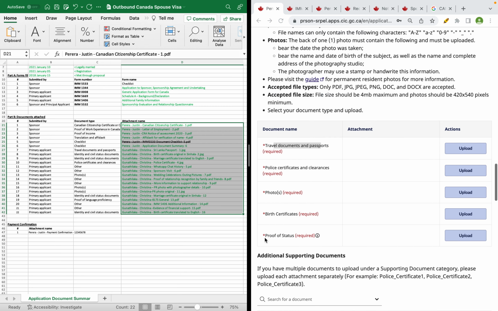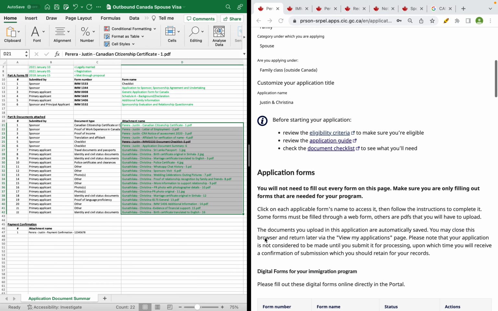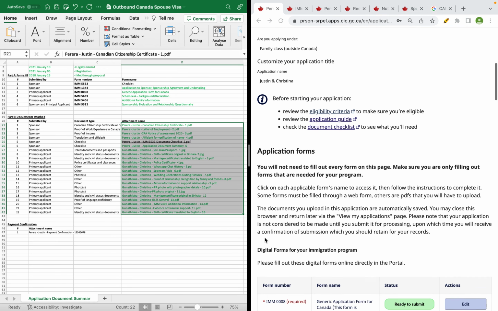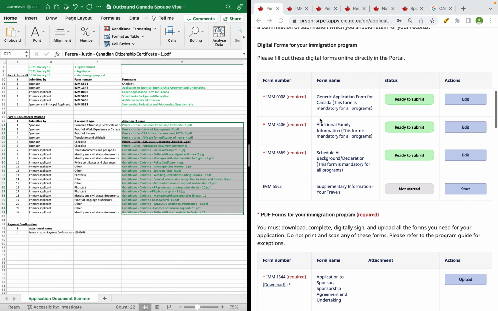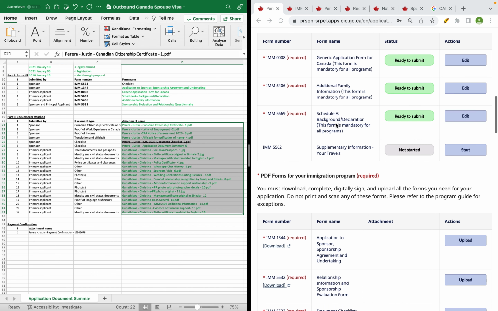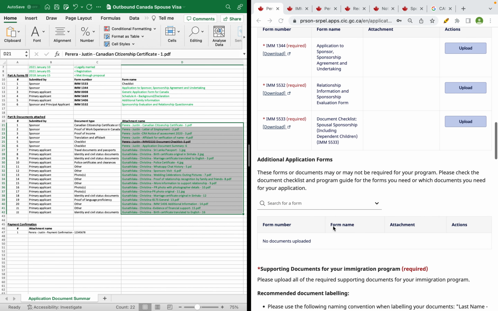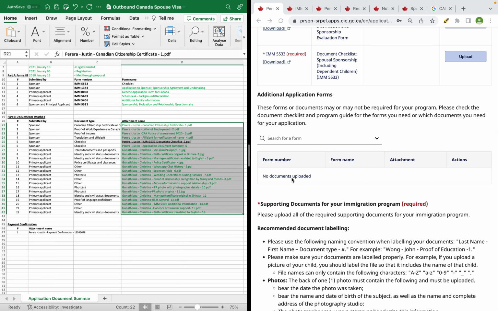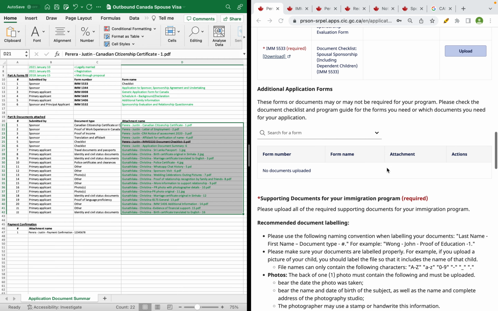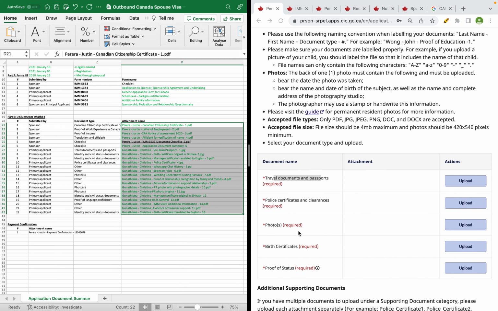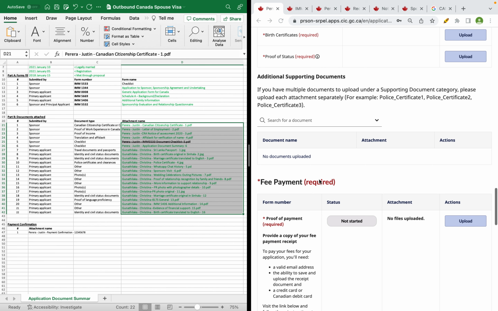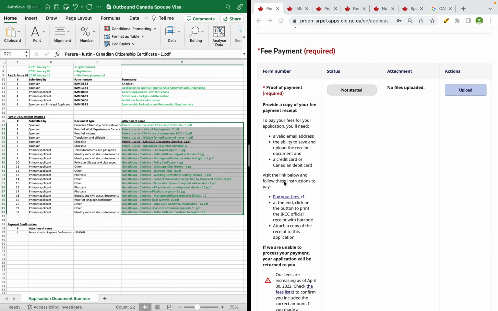Understood? So finally, if we go from top to bottom, these are the forms that we filled, both these sections. Then over here, additional application forms, if you have to fill them, you can select them, fill them and upload them. These are the additional supportings, this is part of it. And over here, this is where you upload the payment receipt you get after making the payment.